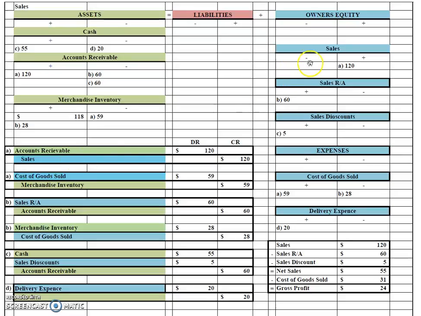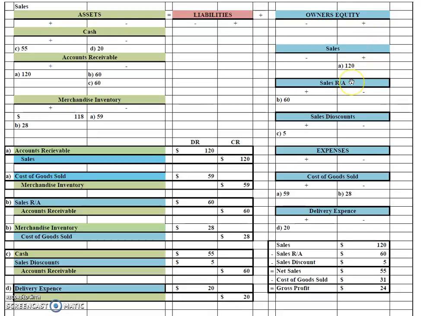I want you to notice the T accounts for sales, where we had merchandise inventory for purchases was a catch-all for all costs. Sales, on the other hand, have their own accounts. So we have a sales account, which is known as an equity account. It's an income statement account, a revenue account. This is the normal balance, same as owner's equity.